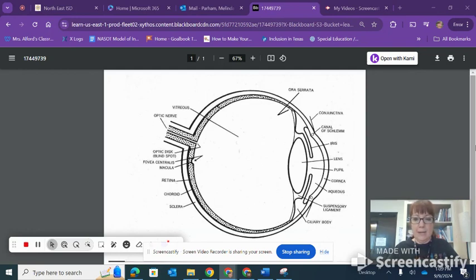Then we can look at the conjunctiva, and the conjunctiva is basically your eyelids, so that's the best way to explain it. That's where your eyelids are, and it actually covers the sclera, and the sclera is the white part of your eye. When we're looking at your eye, you see the white around the iris.